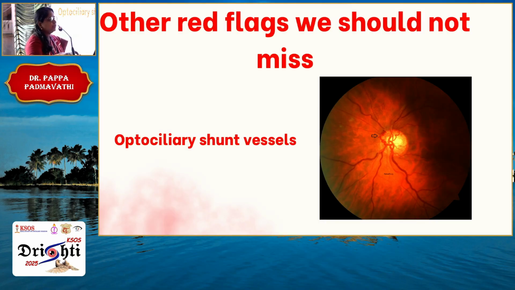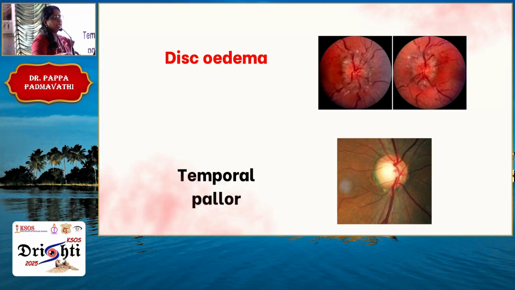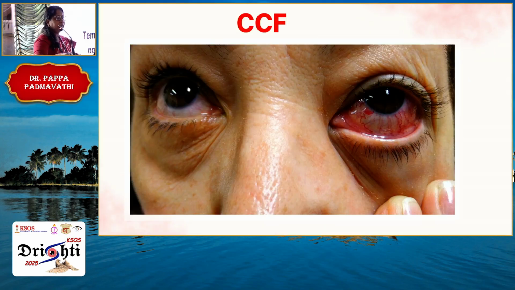Other red flags that we should not miss include optociliary shunt vessels. It is usually seen in optic nerve sheath meningiomas, or a disc edema. A bilateral disc edema points to an increased ICT, or a temporal pallor which indicates any compression of the afferent pathway, the optic nerve and the visual tracts.